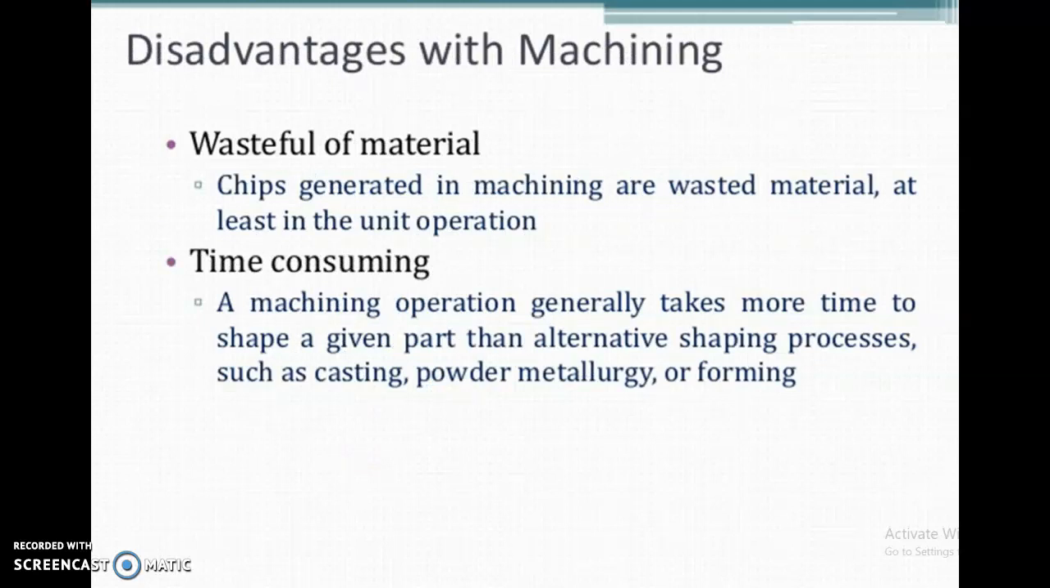What are the disadvantages of machining? If there is an advantage, there will be a disadvantage also. Okay, so it is wasteful of material. Chips generated in machining are wasted material, at least in the unit operation. Okay, the chips which are produced are wasted material. It is also time consuming. A machining operation generally takes more time to shape a given part than alternative shaping processes, such as casting, powder metallurgy or forming.